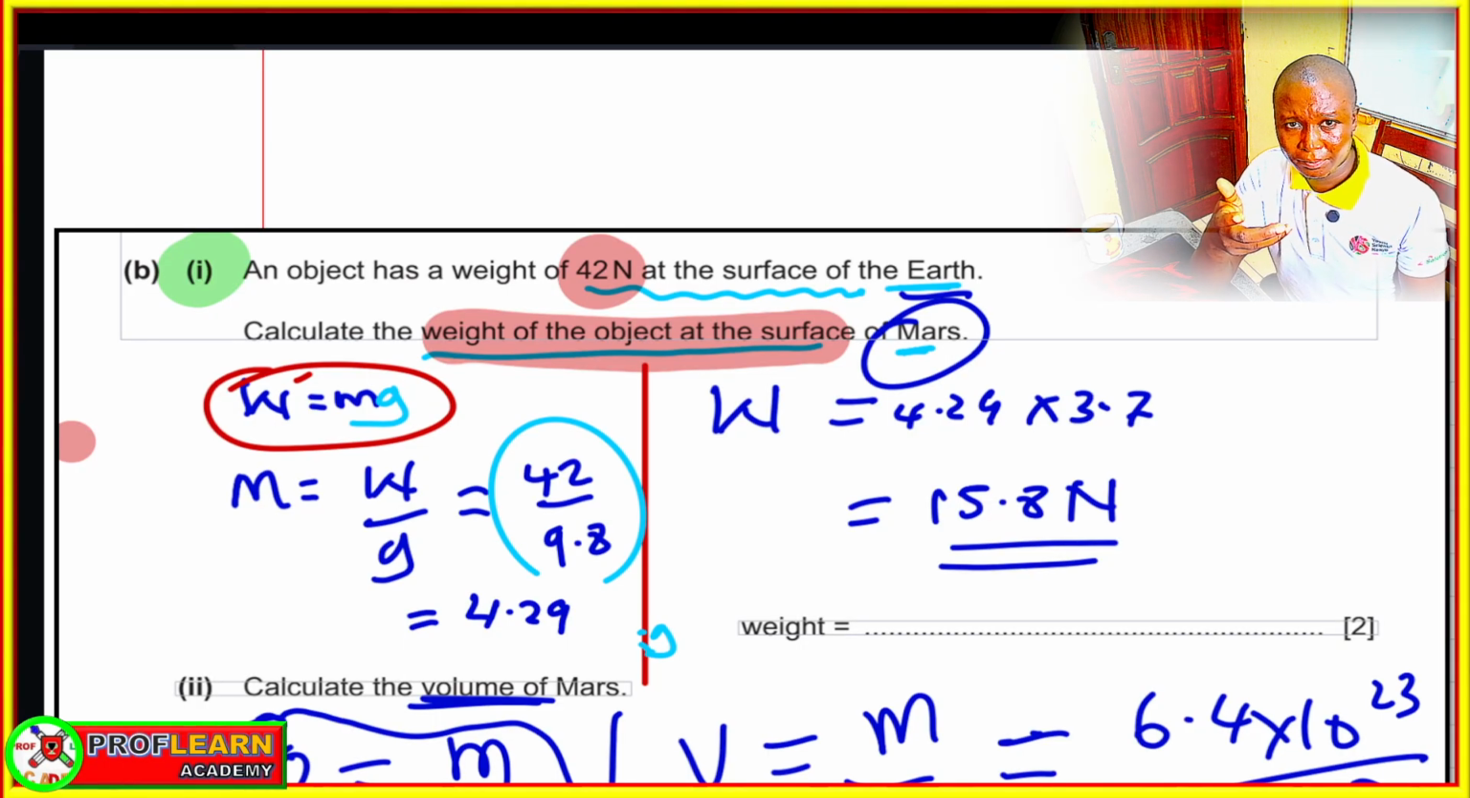mass is constant everywhere. While you are on Earth, while you are on another planet, on the moon, mass is constant. But weight depends on the gravitational field strength of a place, so it varies from one planet to another. So the first section of 4.2 newtons on Earth was meant for the candidates to be able to find what? To be able to find the mass. And that mass is the one that is going to be transferred to planet Mars.